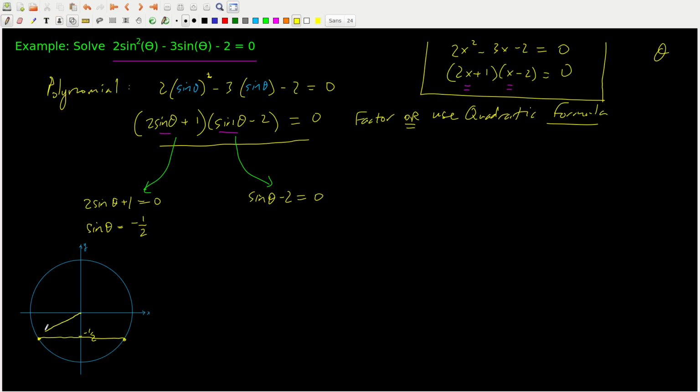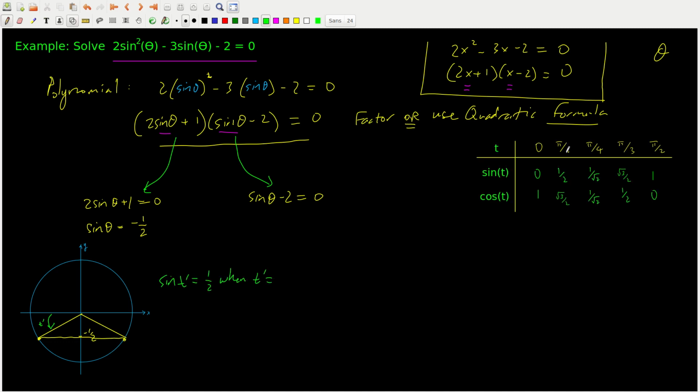So there are 2 such angles. There's one in the 3rd quadrant and one in the 4th quadrant. And so we just need to find those values. We can do that pretty quickly by using reference angles, thinking about this as t prime. Well, I know that sine of t prime, just from our table, is equal to 1/2 when the angle we're plugging in is pi over 6. So if this reference angle is pi over 6, then this total angle is pi plus pi over 6, pi plus the reference angle there.